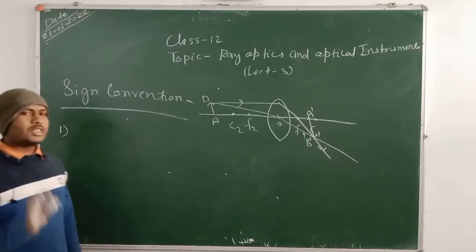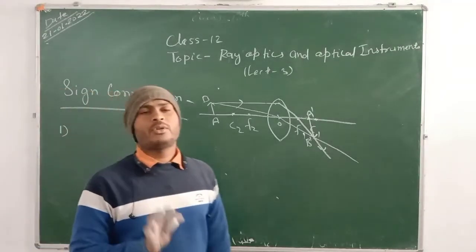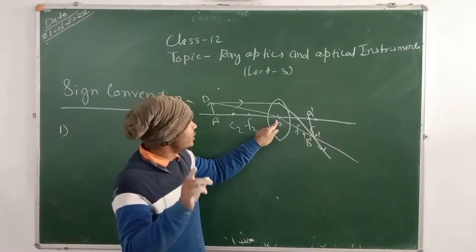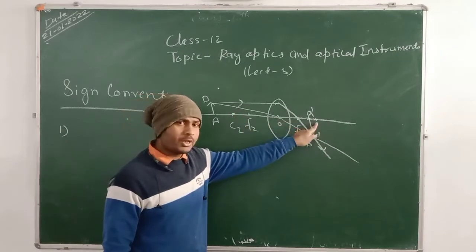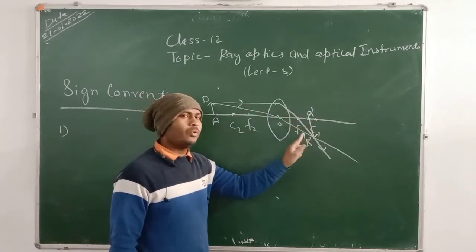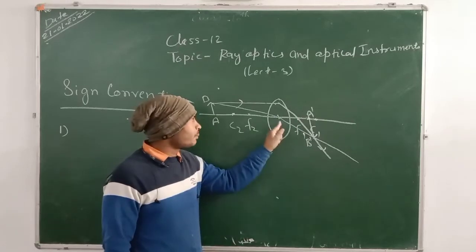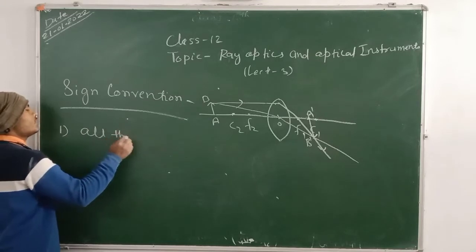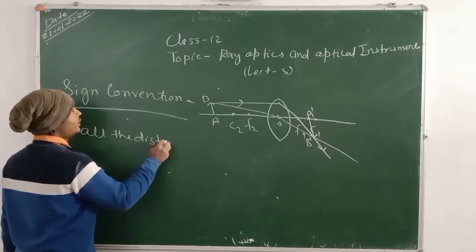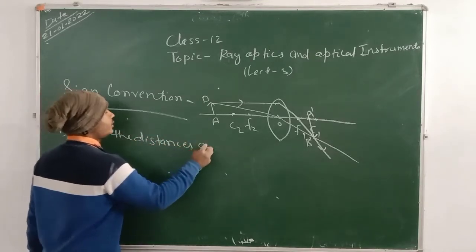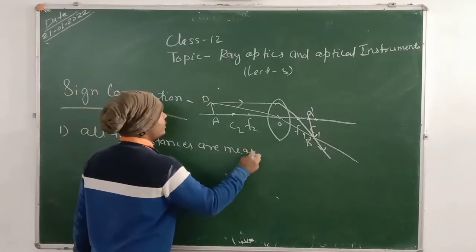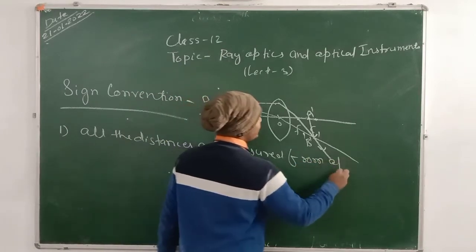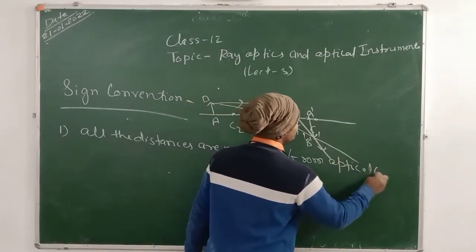The sign convention says that all the distances are measured from the optical center. Means all the distances, whether we are talking about the distance of the object, the distance of the image, or the centers of curvature C1 or C2, we have to measure from the optical center. Means I am writing here all the distances are measured from the optical center.